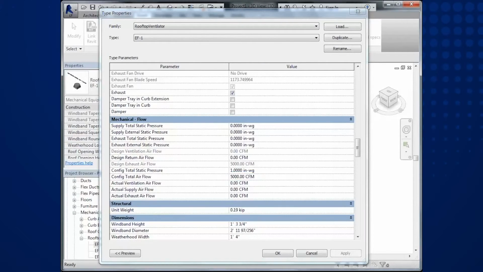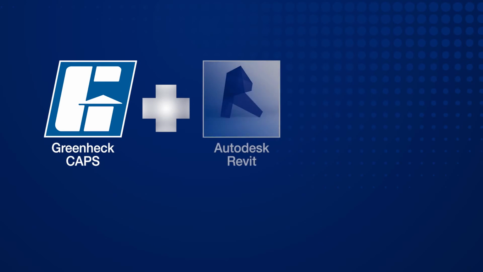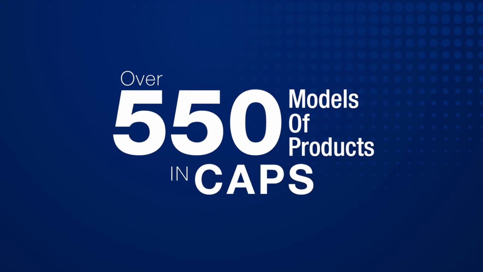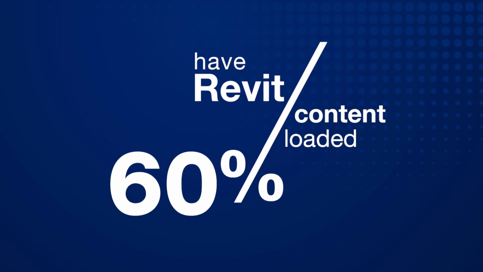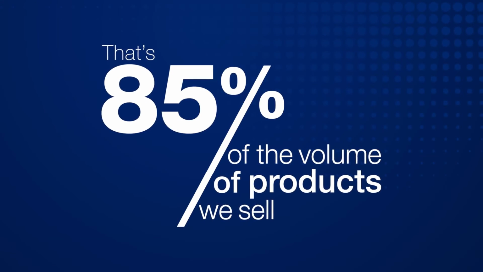Imagine how many iterations you go through on a typical job. This is how Greenheck's CAPS and Revit content work together to save you time. We have over 550 models of products in CAPS. 60% of the models have Revit content loaded, which is 85% of the volume of products we sell.